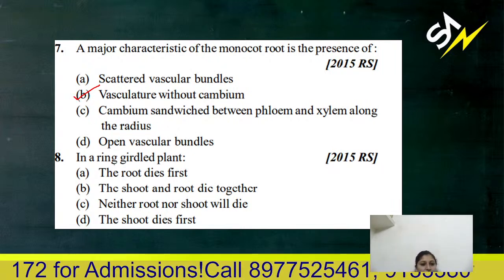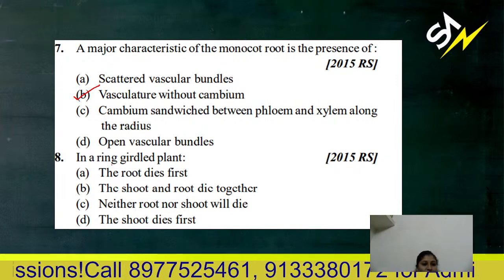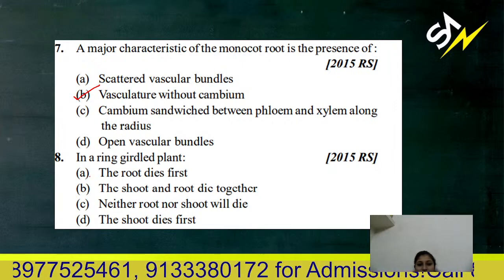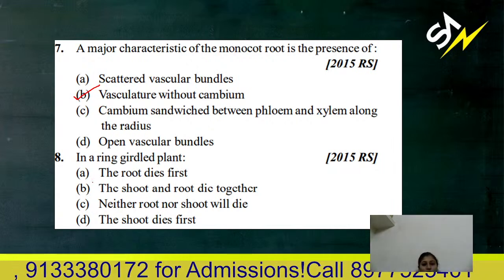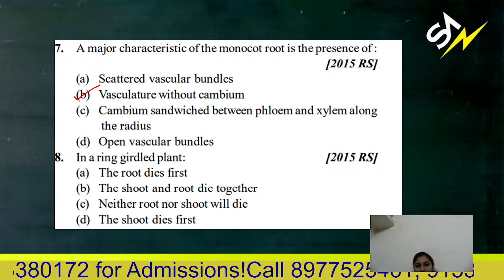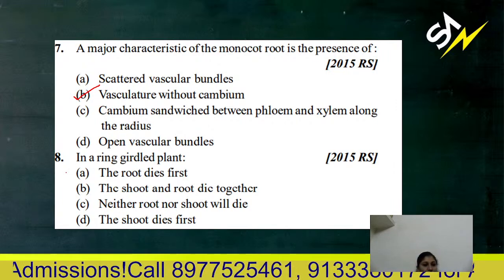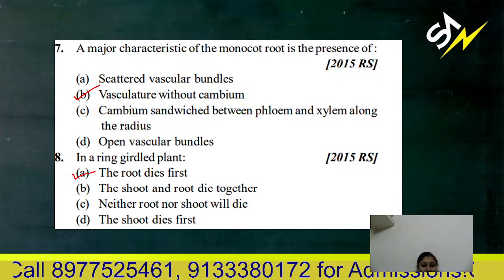Then the ring girdle. So in the girdling experiment, in a ring girdled plant, the root dies first, or the shoot dies, or root and shoot both die together. So which of these is correct? In that case, the root dies first because the root will not get food.